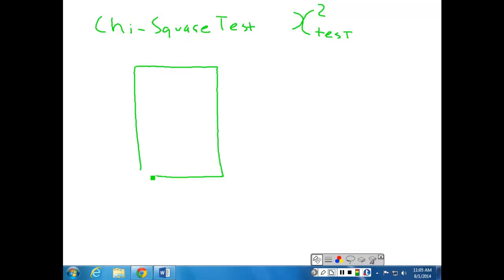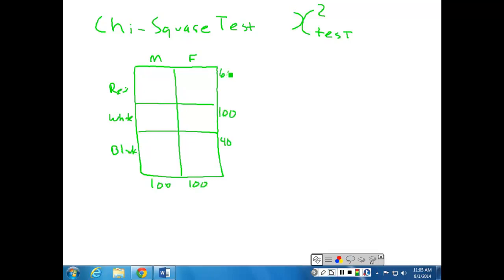Two categorical variables. This might be male and female and color of car. Maybe red, white, and black seem to be fairly popular colors. Let's think of this way for right now. Let's suppose that I'm in some kind of big classroom or seminar or something like that.